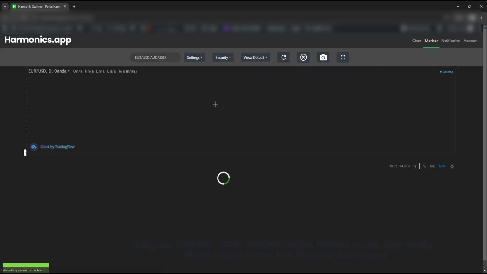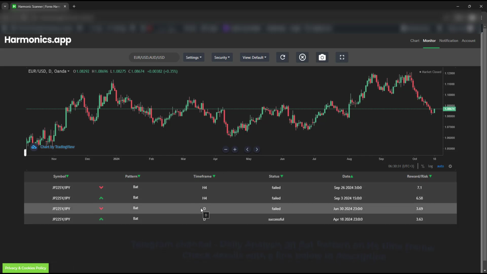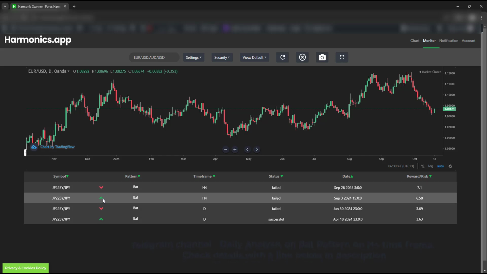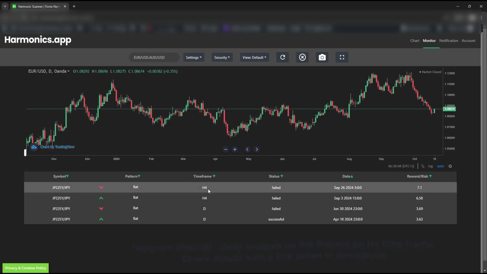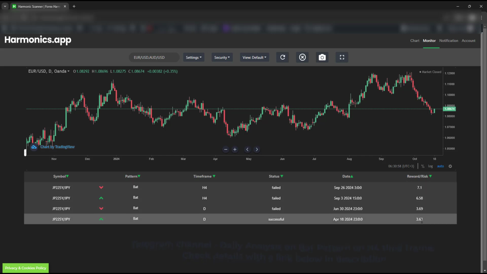It is a monitor tab where you have a chart with a table below, and this table consists of several pieces of information. This table consists of a symbol and the direction of the pattern that has been formed. A red arrow is bearish, a green arrow is bullish. Then you have a column for the pattern. Then you have a time frame which you can define. Then you have a status: is it failed, is it successful, is it complete. Then you have the date when this pattern was formed, and you have the reward to risk ratio.